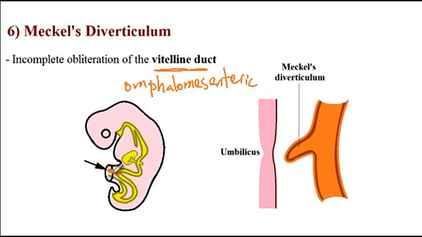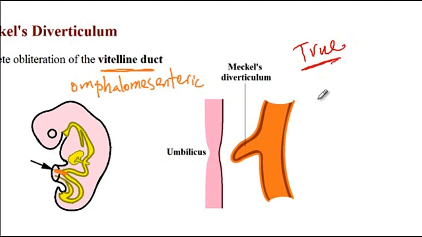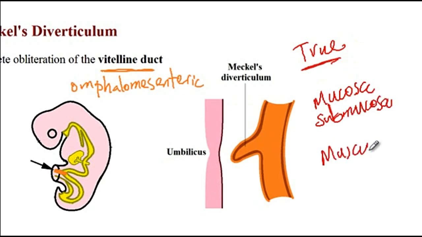And so if this omphalomesenteric or vitelline duct does not obliterate, it will remain in the form of the Meckel's diverticulum after birth. And so this type of diverticulum is considered a true diverticulum because it contains all the layers of a GI tract, including the mucosa and submucosa, muscular layer, as well as adventitia.